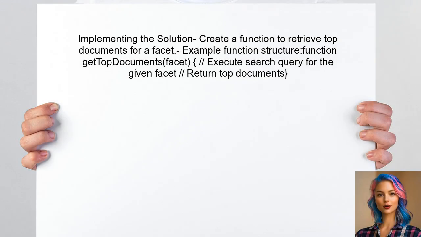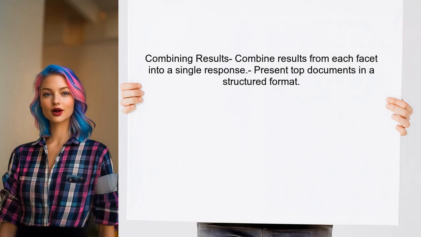To implement this, the user can create a function that takes a facet as an input and returns the top documents for that facet. This function will execute a search query with the appropriate parameters. Finally, the user can combine the results from each facet into a single response. This way, they can present the top documents for each facet in a structured manner.